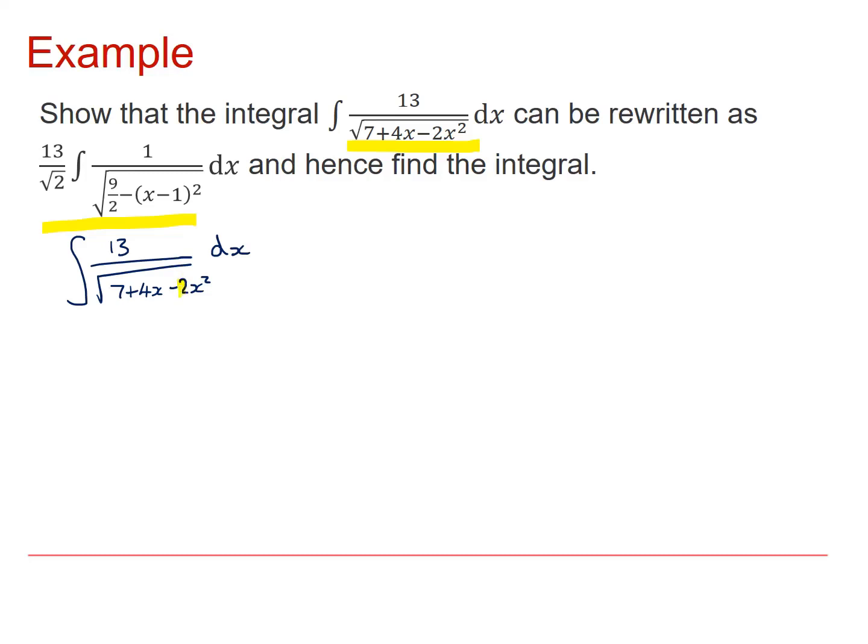And notice I've got a 2 here, and I really would like just 1 x squared somewhere inside this bracket rather than 2, and I've got a 13 on the top. So I'm going to factor out both of those. So this is going to give me 13, that's factoring the 13 out from the top, and that's over root 2. This 2, as it comes out through the square root sign, becomes a root 2. The integral of 1 over the square root of 7 over 2 plus 2x minus x squared dx.